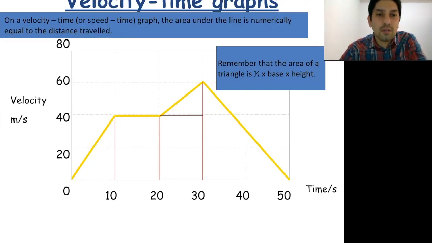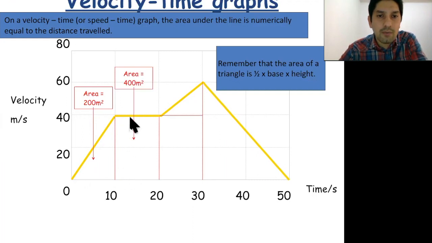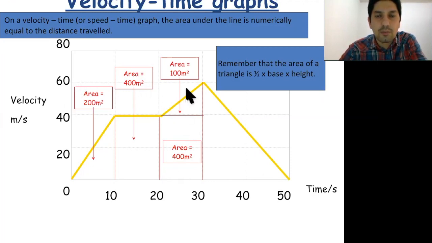Well, let's see the area under the lines. The first section is 200 meters squared. Why? Because 40 times 10 is 400, half is 200. Second, here we have height 40 and base 10. This is a rectangle, so 400 meters squared. In this area, this rectangle is also 400 meters squared, and this triangle area is 100 meters squared: 20 times 10 is 200, over 2 will be 100.